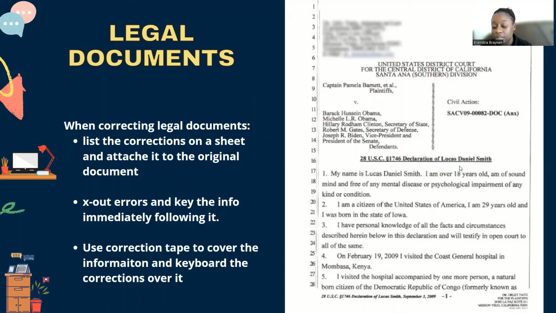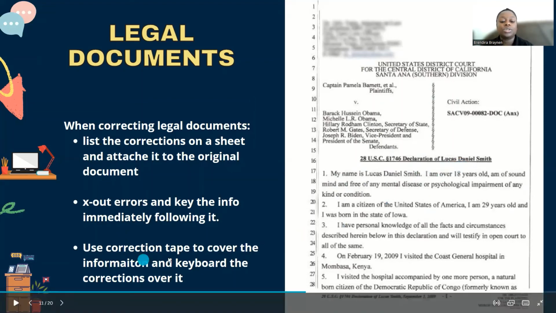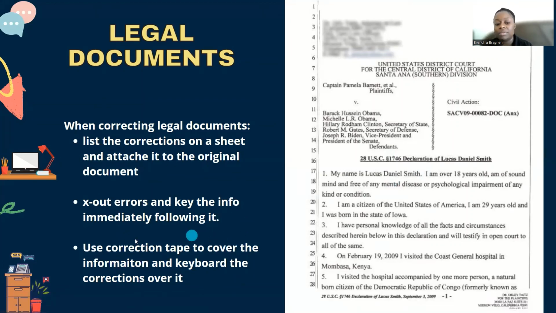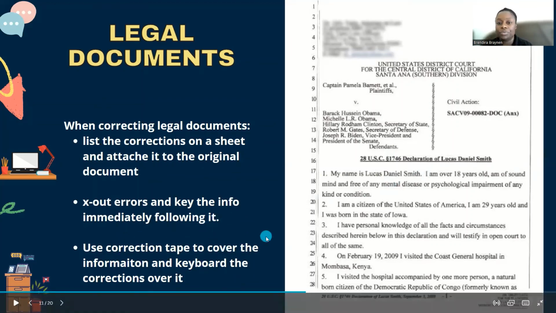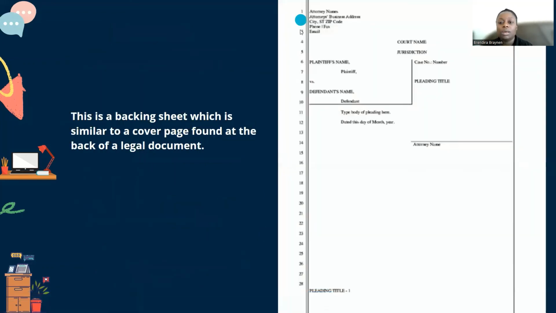Normally it's typed with a typewriter or something like that, not handwritten. Or you're going to use correction tape or white out and cover the information and keyboard the corrections over it. This is considered to be a backing sheet, which is normally the back part of a legal document, usually signed and stamped by certain people. And so all of this is something that is pretty important to business itself.